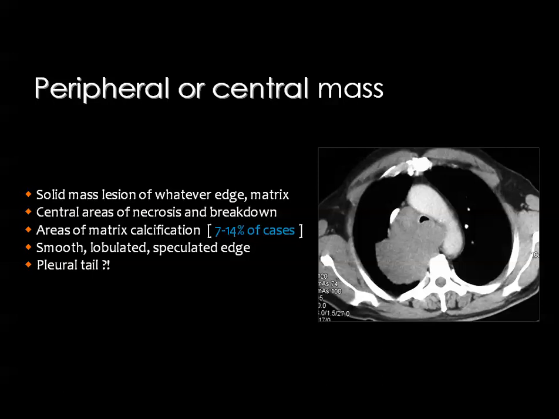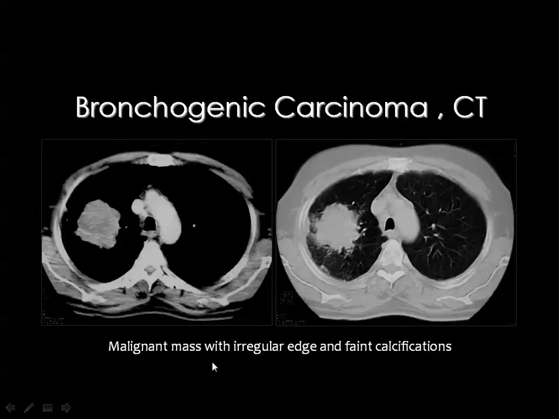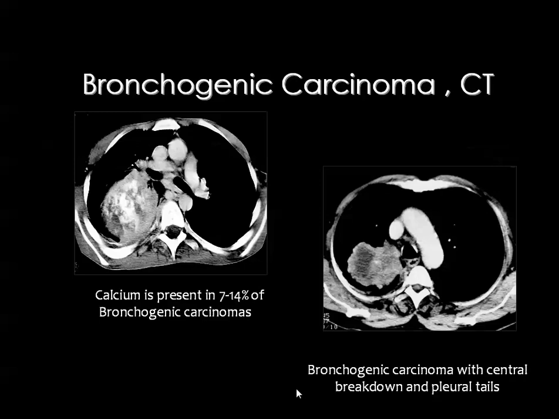Then you see a mass here, and this mass has invaded the mediastinum, going posterior to the trachea and also posterior to the superior vena cava, which is compressed, and this is the central bronchogenic carcinoma. And this is a mass of a speculated margin or lobulated margin or a smooth margin. It does not make a difference. A mass in the lung of an adult should be considered as a bronchogenic carcinoma until proved otherwise.